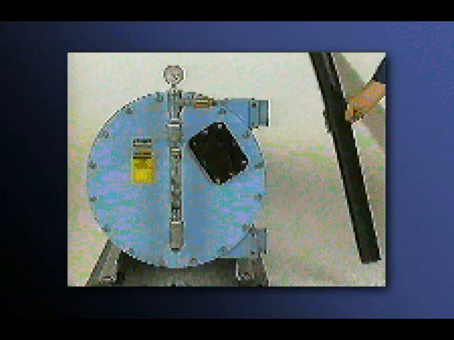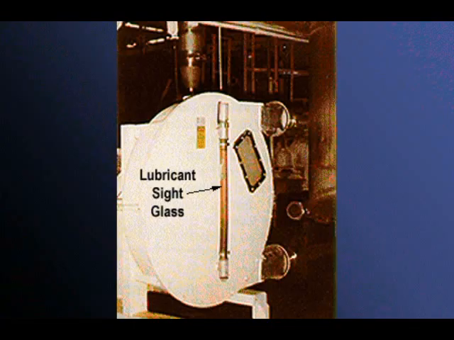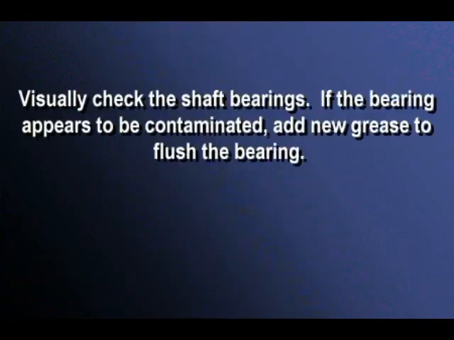Replacing the internal hose is the most common maintenance operation on a peristaltic pump. This video demonstrates the procedure. It is important to regularly check that there is adequate lubricant in the pump housing. Manufacturer recommendations are usually to keep the housing 40 to 50% full. Visually check the shaft bearings. If the bearing appears to be contaminated, add new grease to flush the bearing.